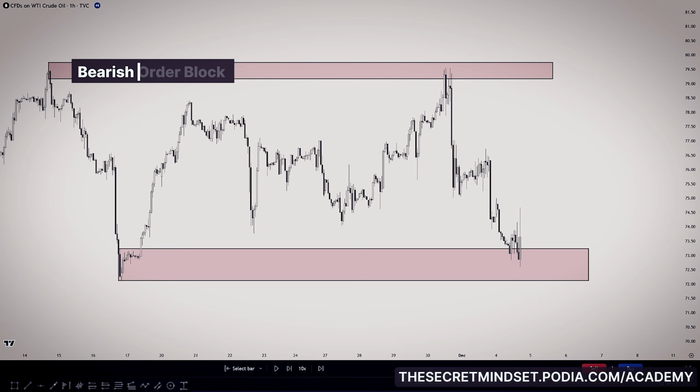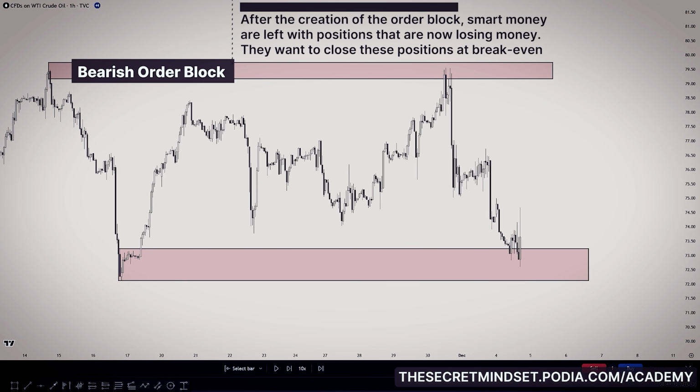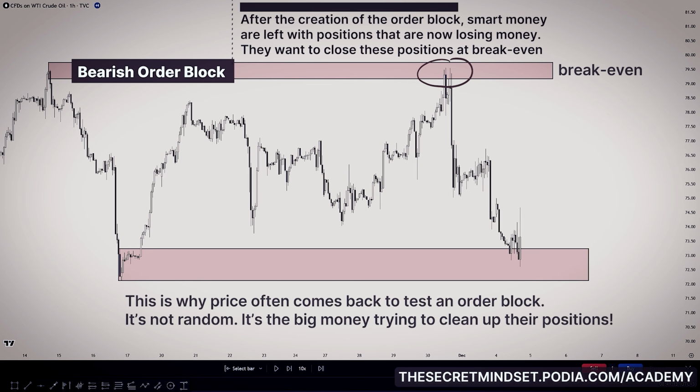When they do this, they are left with some positions that are now losing money. And like I said, big players don't like losing money. Like us retail traders, they want to close these positions at break-even. And the break-even point is right back at our order block. This is why price often comes back to test an order block. It's not random. It's the big money trying to clean up their positions. And for us smaller traders, this is an opportunity.